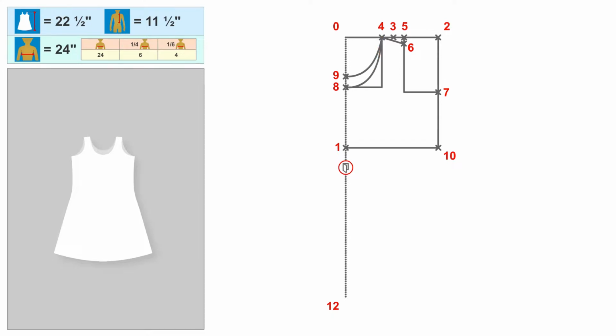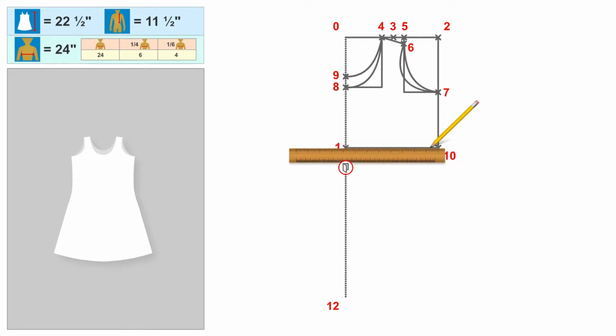Next, starting from point 7, we will shape the front armhole. Start drawing along the straight line, then curve into the bodice, and then join the straight line at point 6. This is the front armhole. Now, we will shape the back armhole. Again, start drawing from point 7 along the straight line and continue to shape a curve joining the straight line at point 6. This is the back armhole.